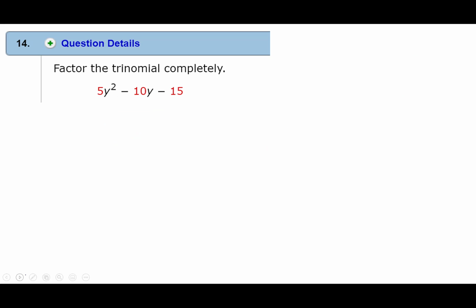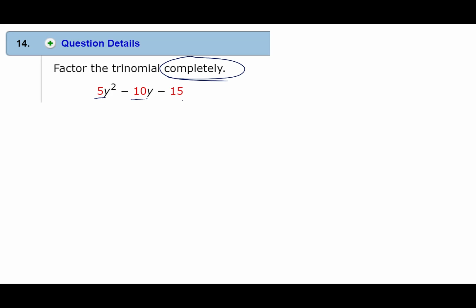Okay, for this one it says factor the trinomial, but it uses the word completely. And just heads up, when the instructions say factor completely, it usually means there's two factoring methods that you have to do in this problem. The first thing I want you to notice is that a does not equal 1, the number in front of the y squared. And so that's the first thing I want you to check. Because it's a 5, let's go ahead and check to see if 5 is the greatest common factor.